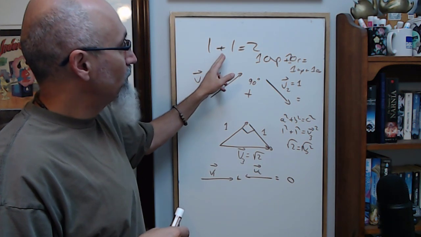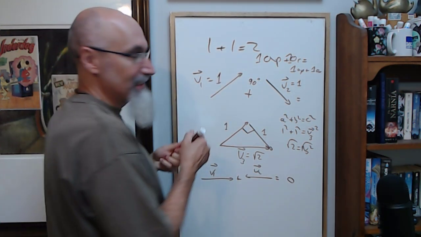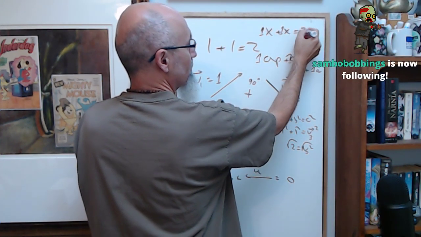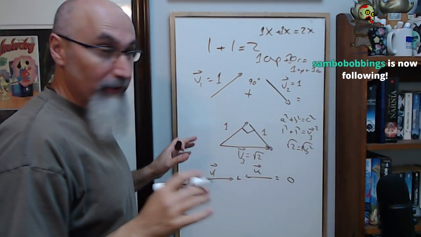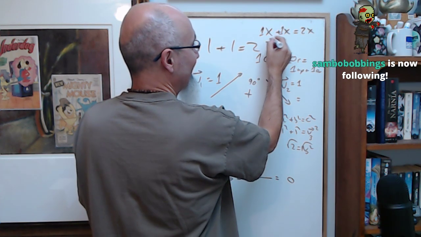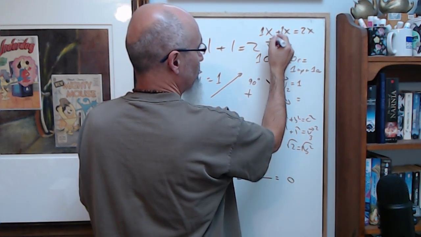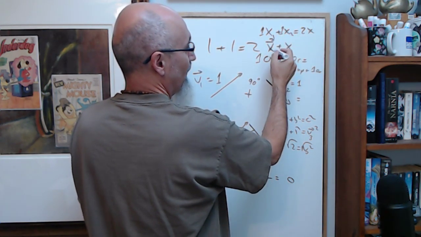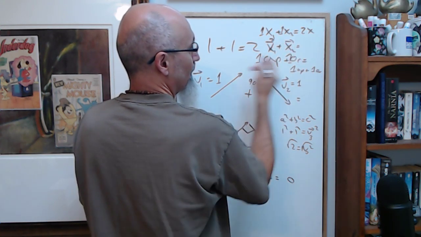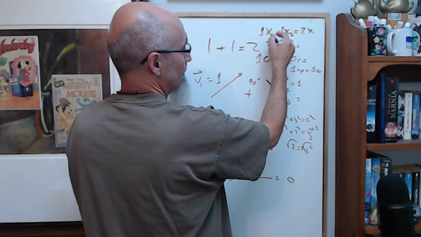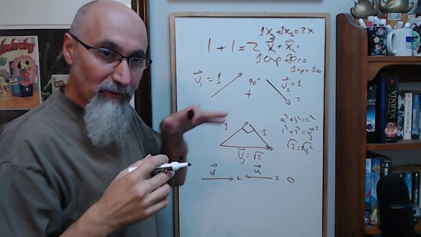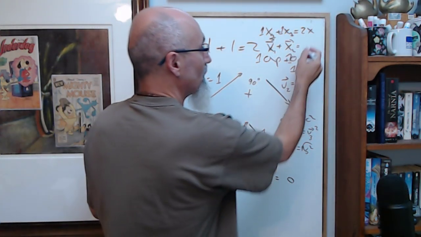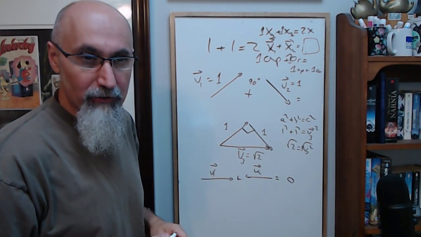If you just write down x plus x, so 1x plus another x is 2x's. Period. But if you have one x which is a vector plus another x which is a vector, then their directions might be different. So the result you have to derive basically from trigonometry.